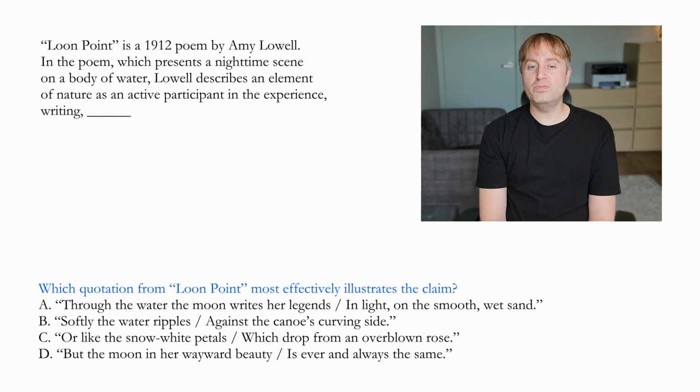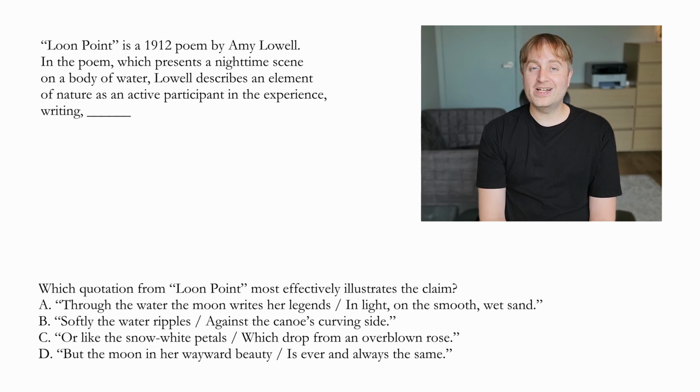So there's one last question type we're going to talk about today, and this one is really different from the others. Instead of asking you a question about a poem, this kind of question gives you a claim, and then it asks you to use lines from a poem to support or challenge that claim. Let's check out an example together. Which quotation from Loon Point most effectively illustrates the claim?